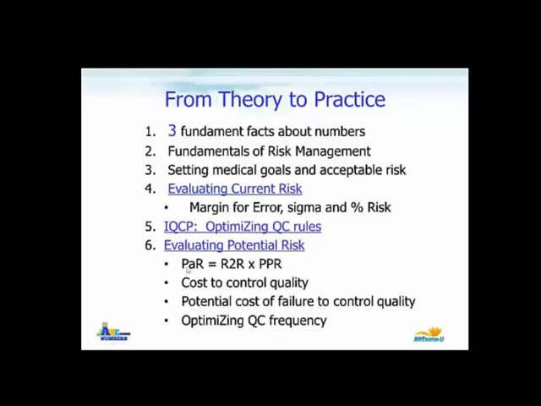We'll learn this formula: patients at risk equals runs to reject times patients per run. If you want to evaluate risk, it's a mathematical formula. From that, you can calculate the cost to control quality. Well, actually not from that. From that, you calculate the potential cost of failure to control quality. If you're not going to detect your error for 10 runs, you have a huge potential cost. You can compare that potential cost of failure to the cost to control quality, what you're spending on quality control, and you'll see how to optimize the QC frequency. That really is the last piece of the puzzle.